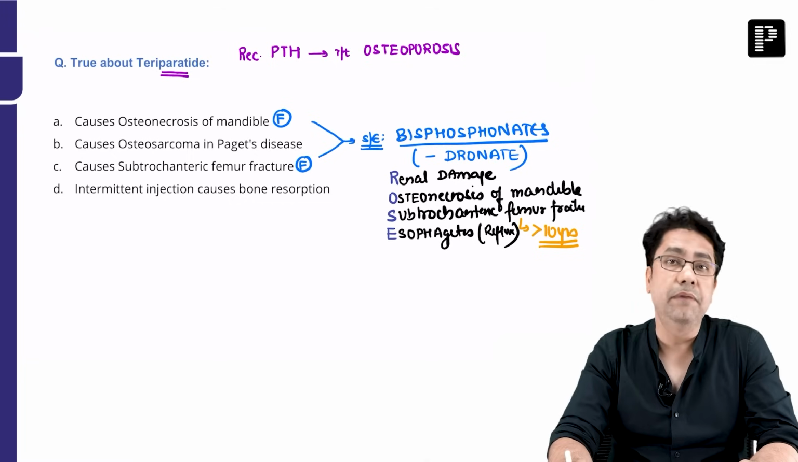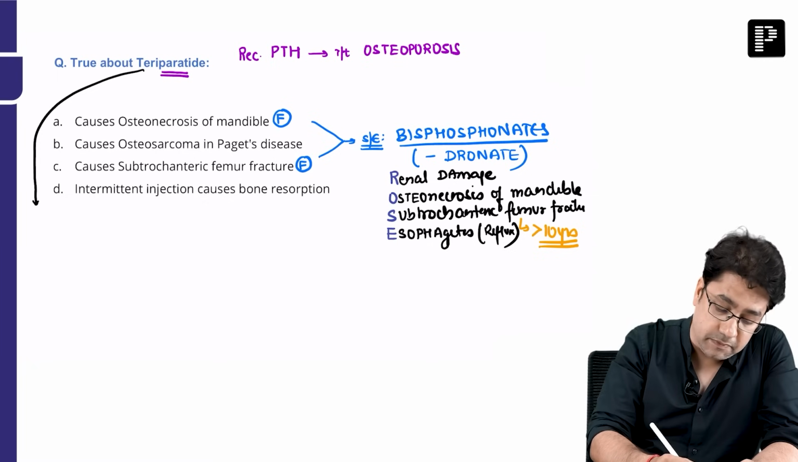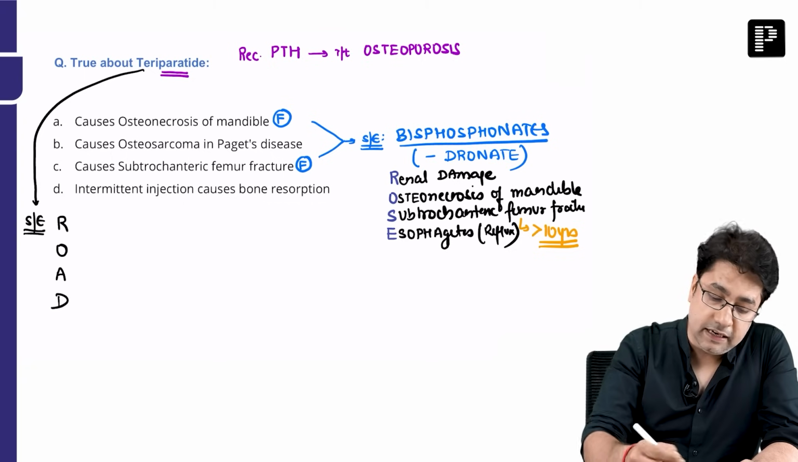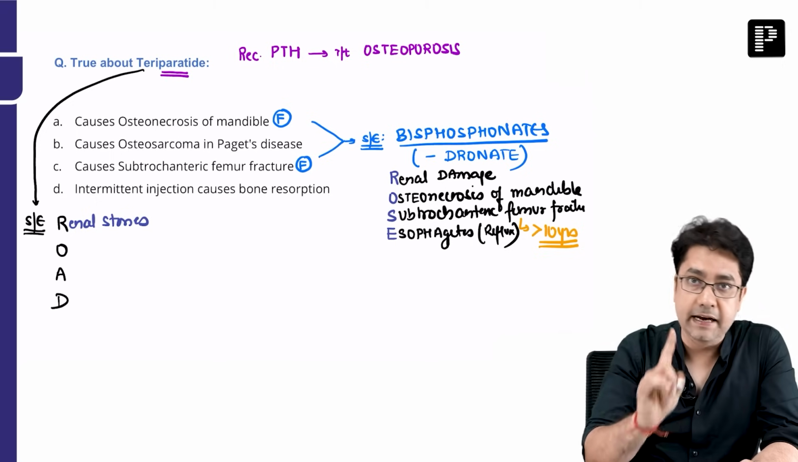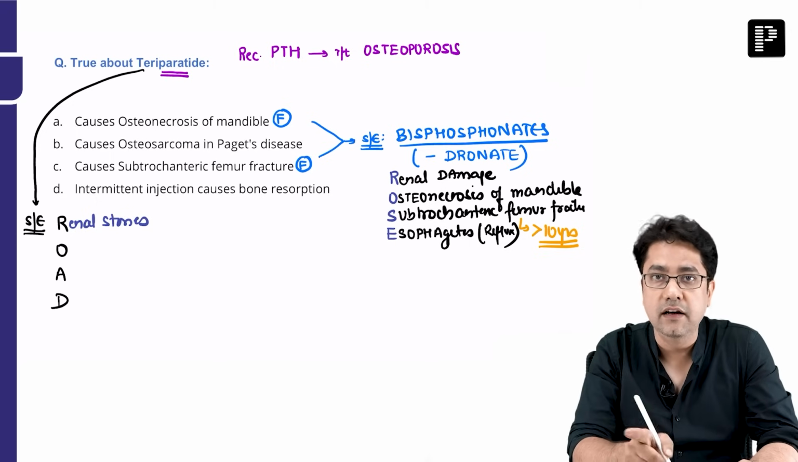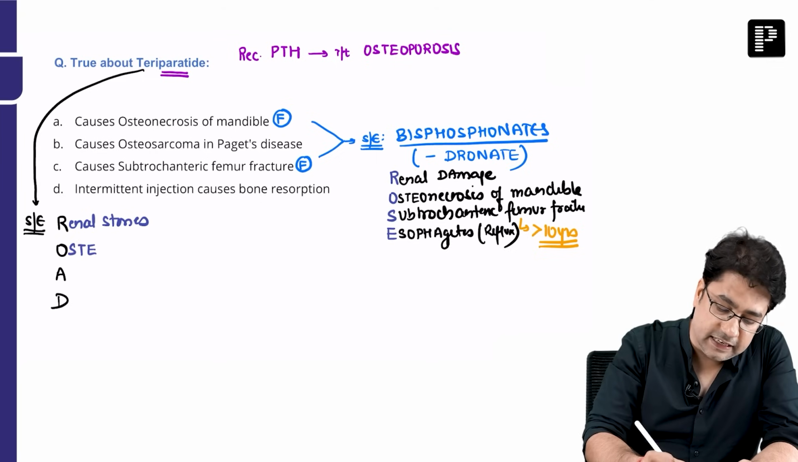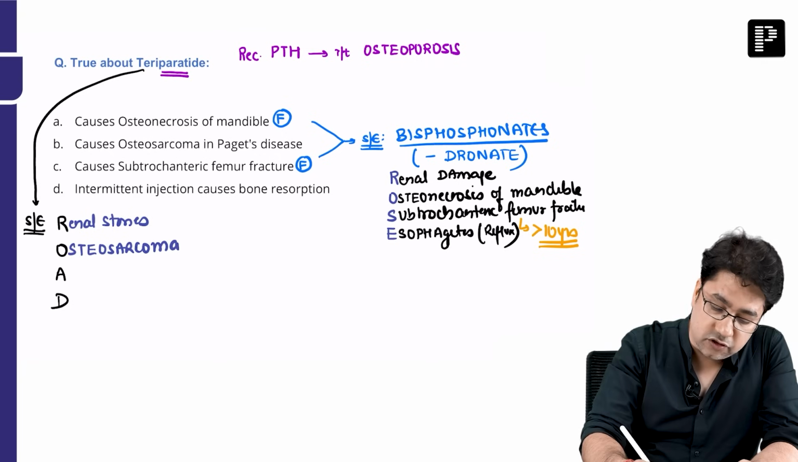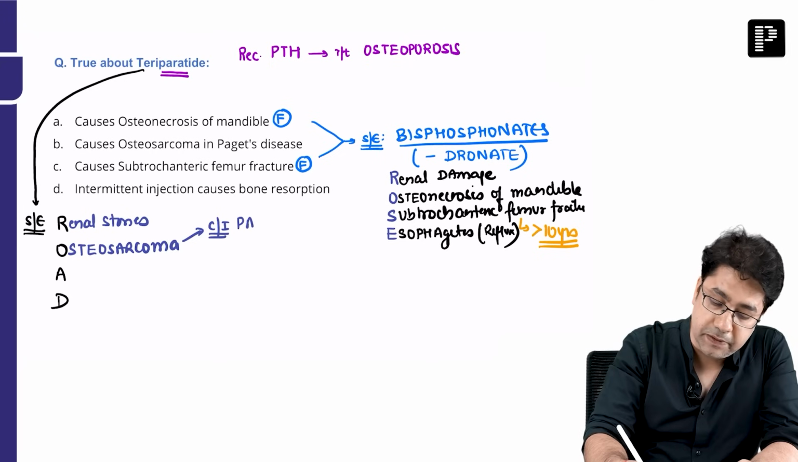Now, what about teriparatide? The side effects of teriparatide we can remember with the help of a mnemonic ROAD. R-O-A-D, ROAD. Now, teriparatide causes renal stones, not renal damage. Renal damage is by bisphosphonate. Renal stones is by teriparatide. Teriparatide causes one cancer known as osteosarcoma. Because of the risk of osteosarcoma, it is contraindicated in a disease known as Paget's disease.